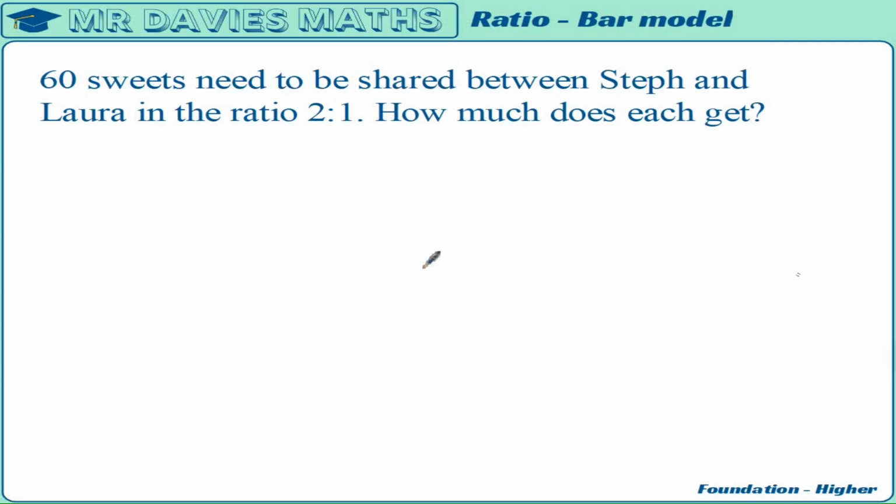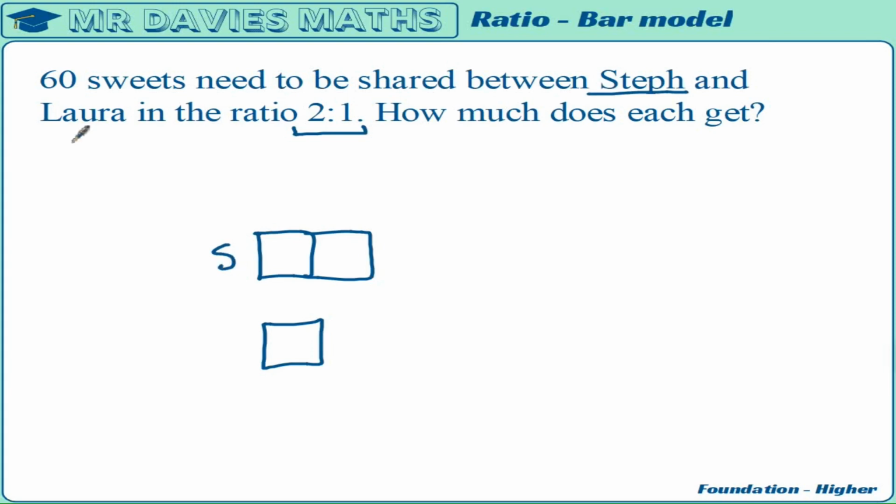Right, so this time 60 sweets need to be shared between Steph and Laura in the ratio 2:1. How much does each get? So again, it's a share question, so I'm going to start off by drawing my ratio. I've got 2 boxes and I've got 1 box, trying to keep the boxes very similar size. Okay, so Steph was the first name, so this is Steph. Laura was the second name, so this is Laura.